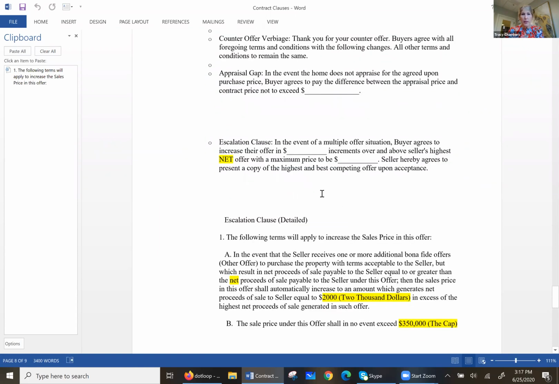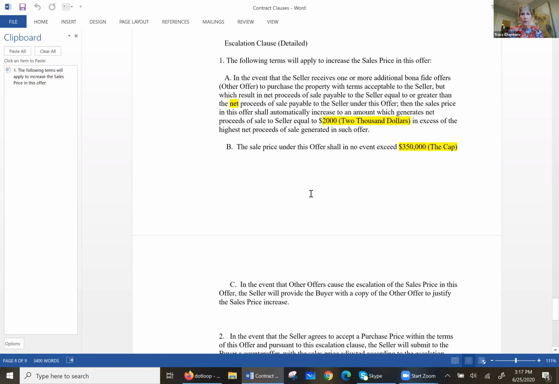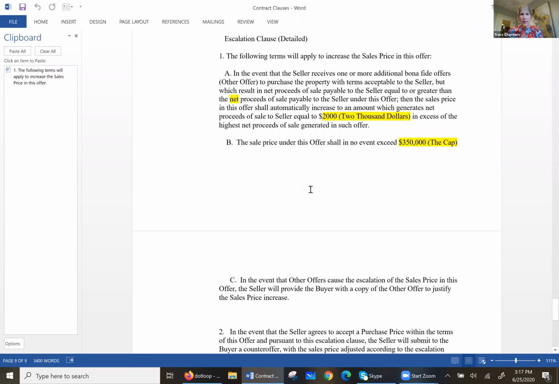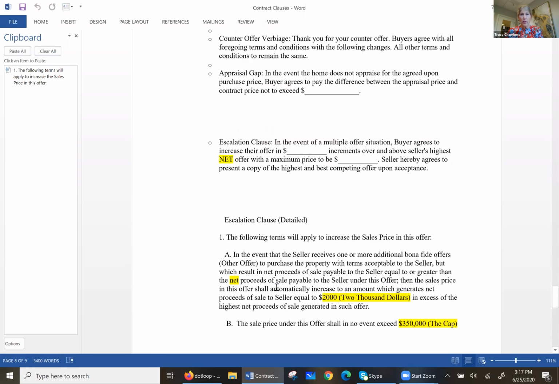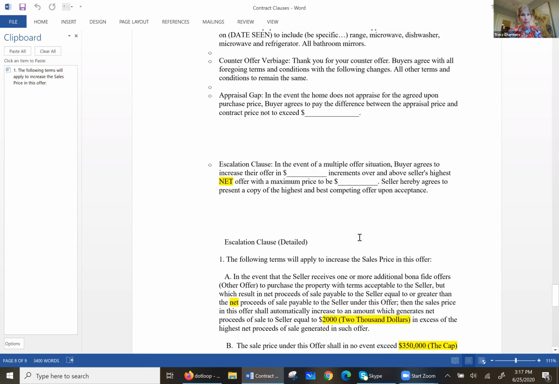Okay, and last but not least, we have the escalation clause. Now, there's a very detailed escalation clause, which I would strongly suggest using, and then there's one that I see all the time. The escalation clause is, in the event of a multiple offer, buyer agrees to increase their offer in, let's just say, $1,000 increments.